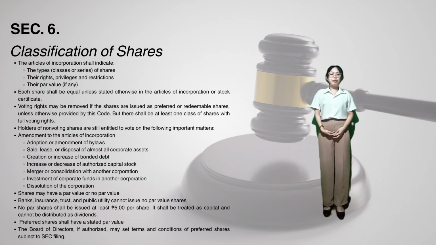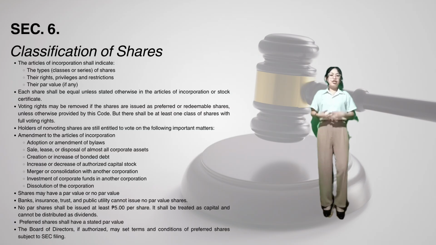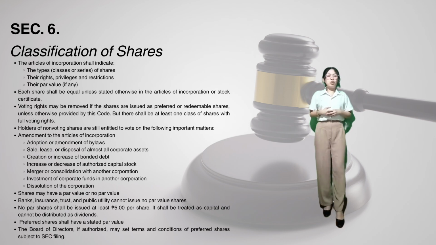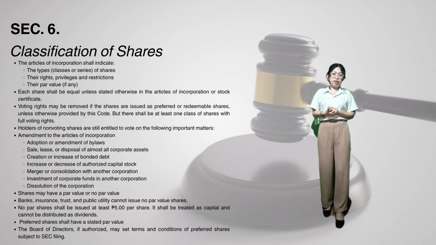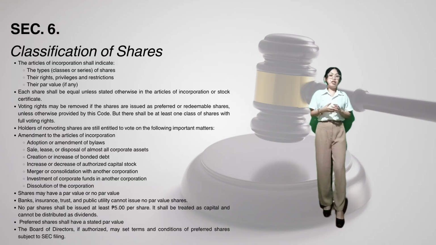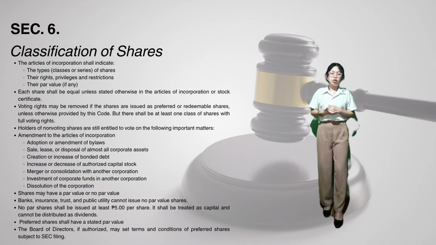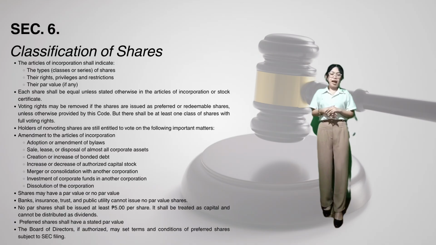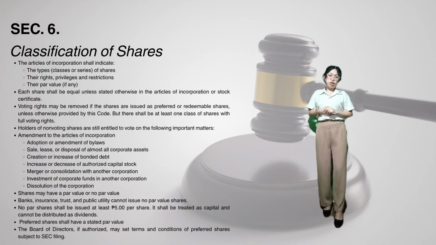So now, let's proceed to Section 6. This section says that every corporation has to write in its articles of incorporation what kinds or classes of shares it will issue. This includes the rights, privileges, restrictions, and the par value if there is any. Normally, all shares are equal, but they can be different if this is written in the articles or shown on the stock certificate. A corporation may have different classes or series of shares.